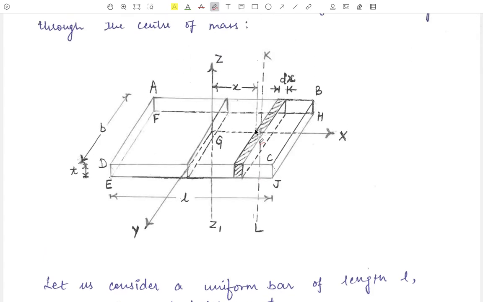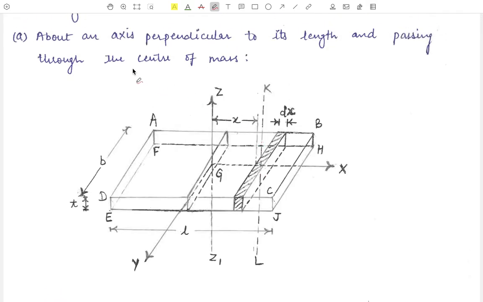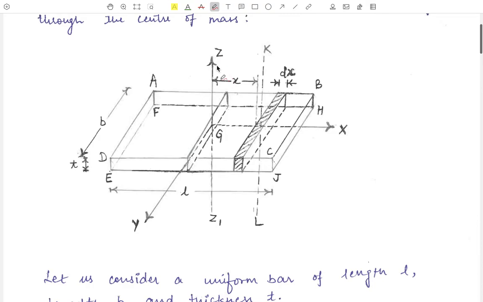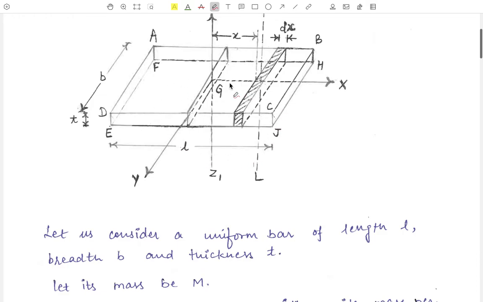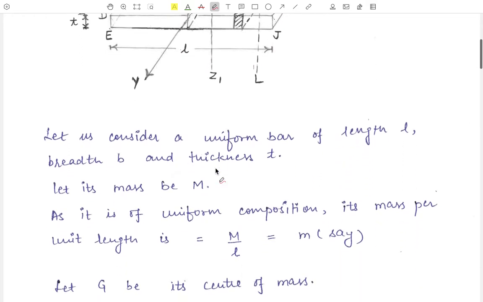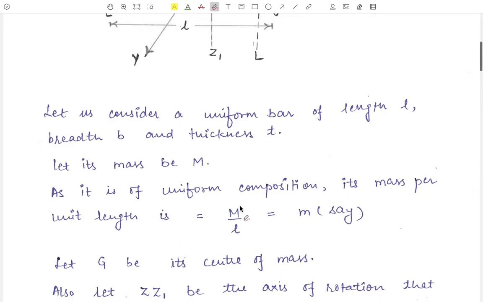For that, first of all, we have to decide the axis about which we want to find out the moment of inertia. So, let us suppose an axis perpendicular to its length and passing through its center of mass. Here, we have taken this Z1 as the required axis about which we have to find out its moment of inertia. Now, since this bar is of uniform composition, its mass per unit length is equal to M upon L, that is mass upon length. Say it is equal to small m.